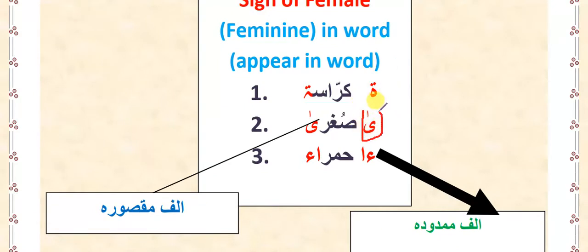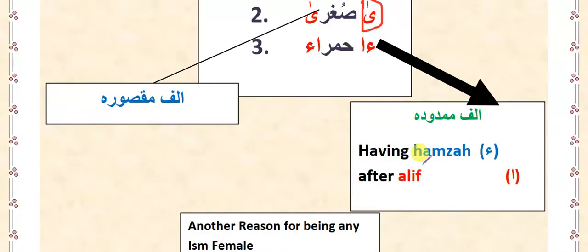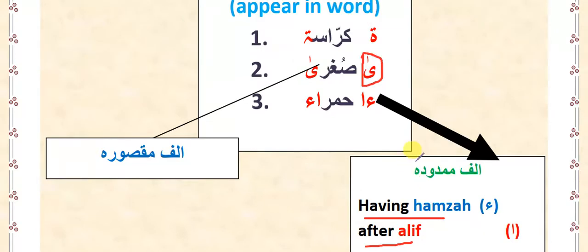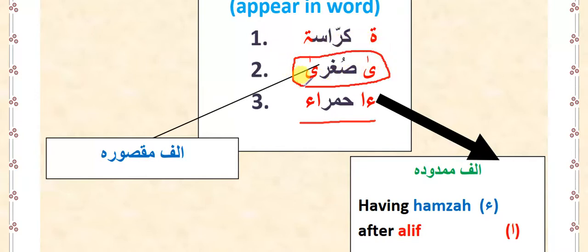And the other one is called alife mamduda. Sorry, not this one. This one is known as alife maksura; alife mamduda is the third one. The second one is alife maksura. What is alif maksura? Having ya alif in its ending. So here it's sughra, where ya alif is in the end of sughra. This means sughra is also muannas. Why? Because it has one of the properties of muannas.